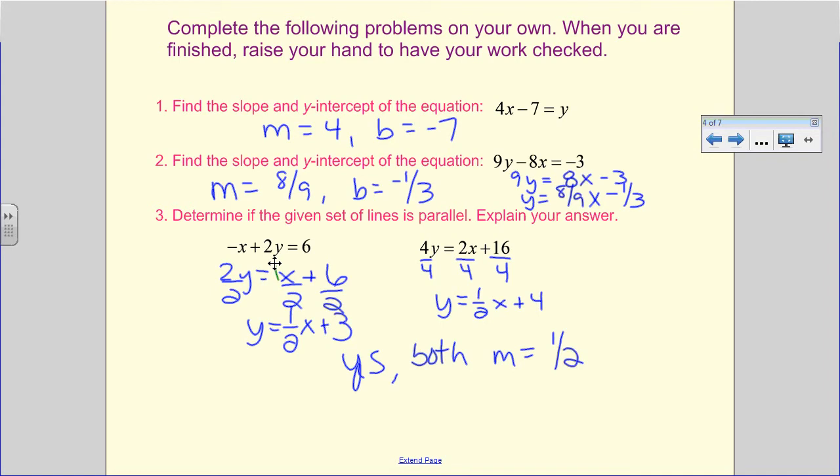Here you simply have to divide everything by 4, and 2 divided by 4 is the 1/2. 16 divided by 4 is 4. I'm only looking at the slopes, so yes, because they both have m values of 1/2.